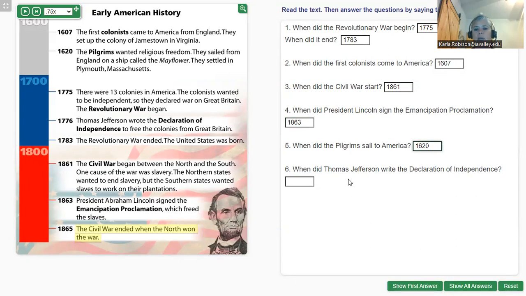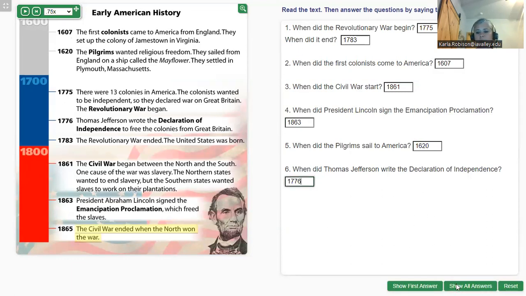And the last one, when did Thomas Jefferson write the Declaration of Independence? Again, we have two keywords. We have Thomas Jefferson and we have Declaration of Independence. And so just scanning, looking over your bold words, oh, I came across Declaration of Independence first. 1776, Thomas Jefferson wrote the Declaration of Independence to free the colonies from Great Britain. So the answer is 1776.